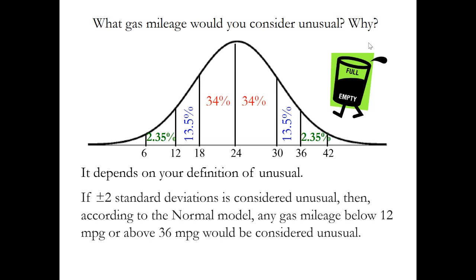One of the most common ones we use is if you're more than 2 standard deviations from the mean on the normal model, that's going to be unusual. So in this case, it would be any gas mileage below 12 miles per gallon or anything above 36 miles per gallon would be unusual.